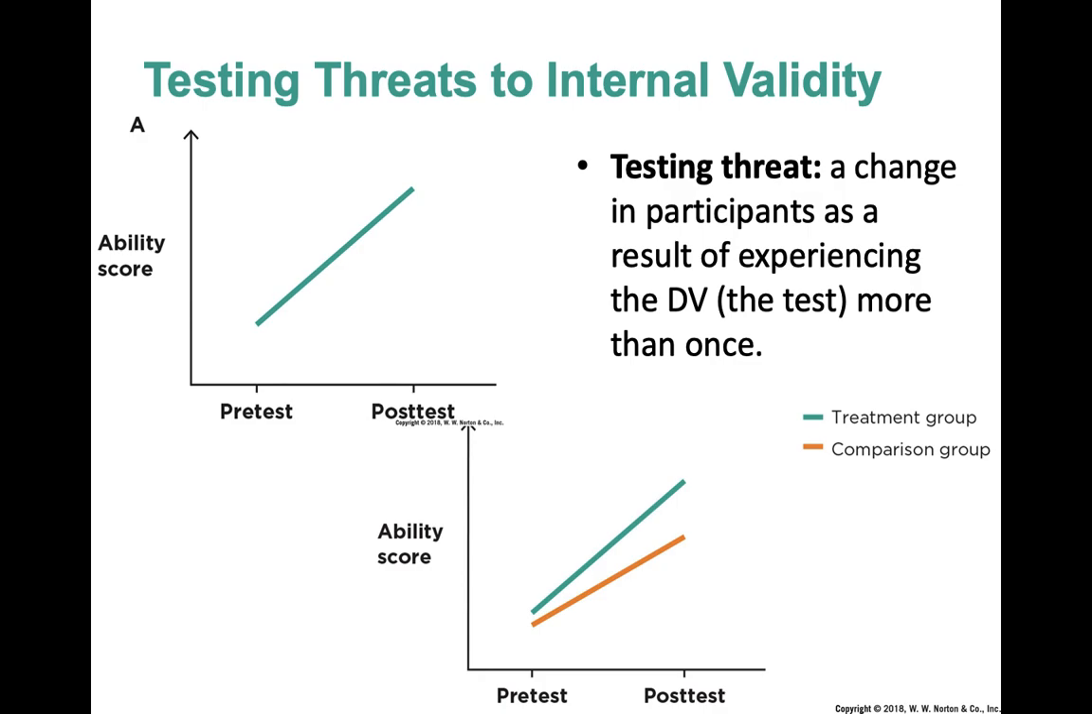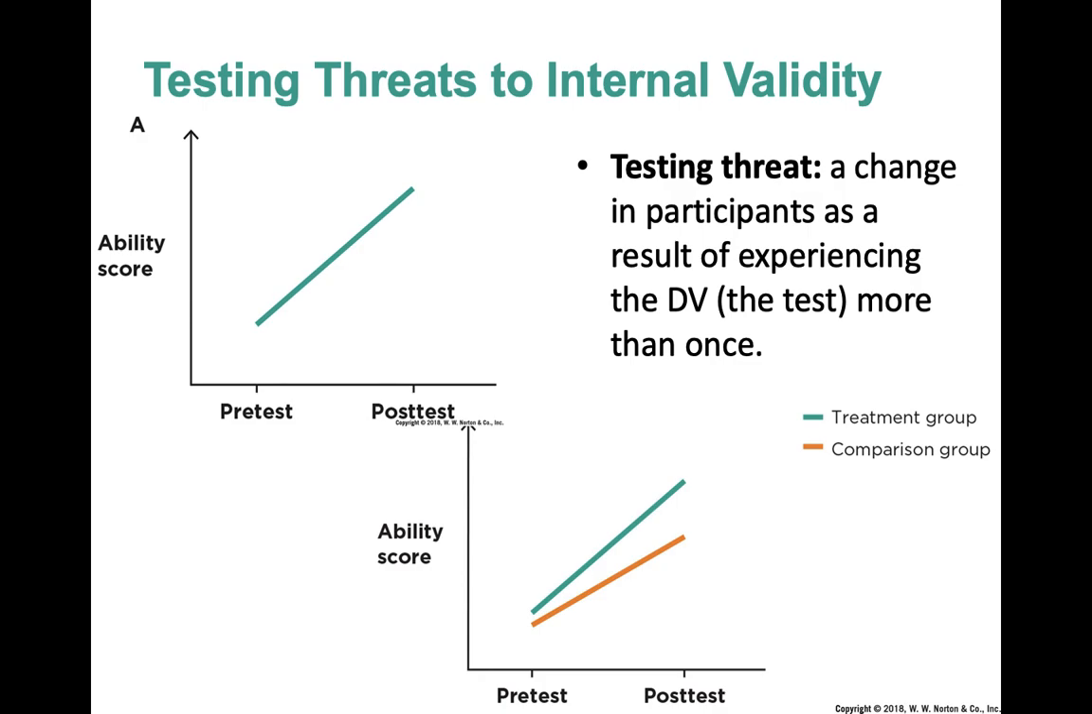All right, the next threat to internal validity is known as a testing threat. And a testing threat I reviewed in a previous lecture, but it's really a type of order effect. It's an order effect in which there is a change in your participants as a result of experiencing the dependent variable more than once.